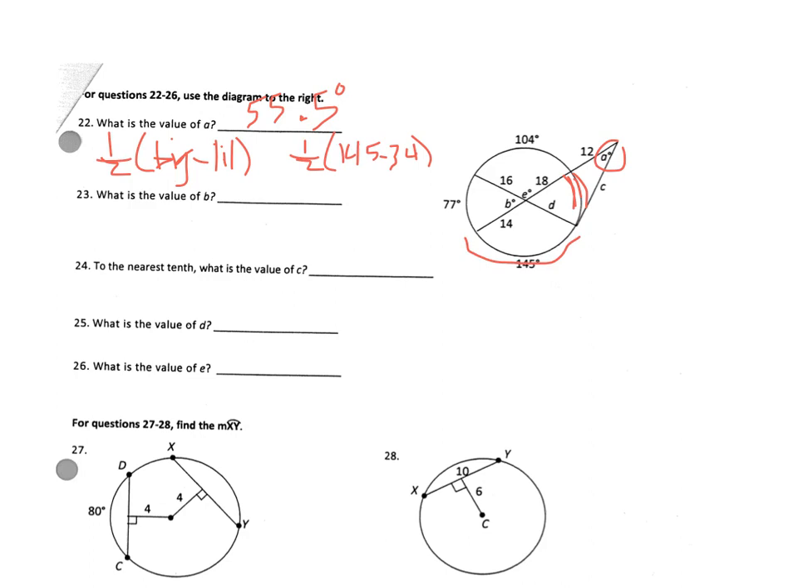Now, the reason you can't just say, oh, it's a right triangle because it's tangent, is because you don't know that this bottom segment is a radius, because this isn't the center.